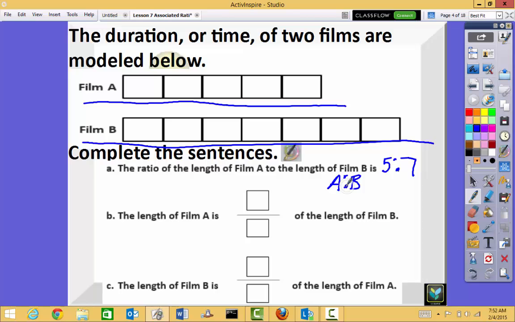So our value is just our ratio in fraction form. Well, film A is on the top because it's asking for that first. Film B is on the bottom. So my ratio is 5 to 7, or 5/7. The length of film A is 5/7 of the length of film B. This one's asking me for the opposite. The length of film B is blank the length of film A.